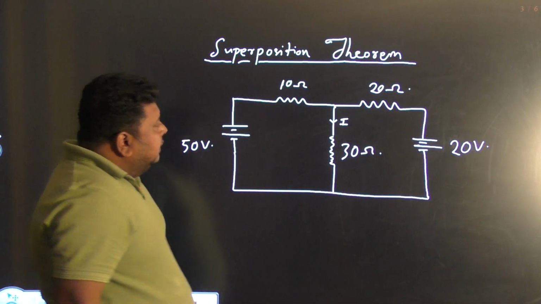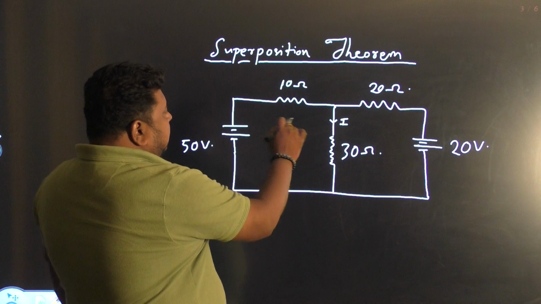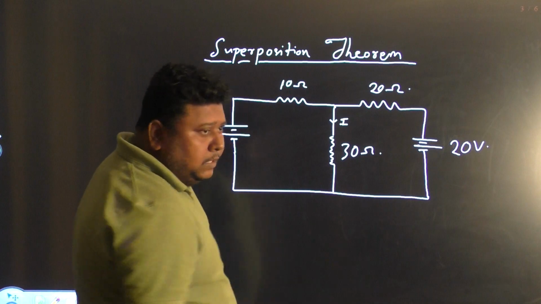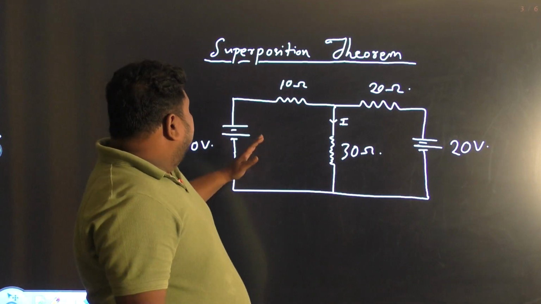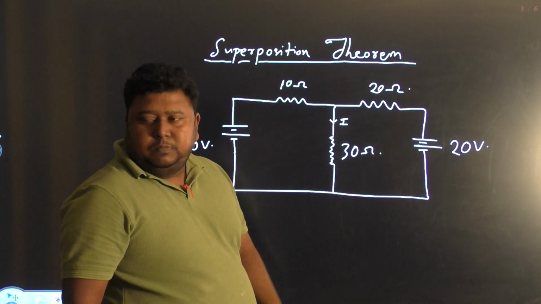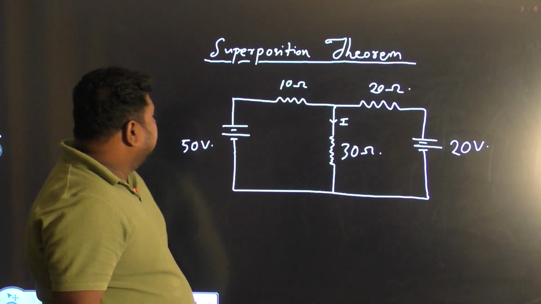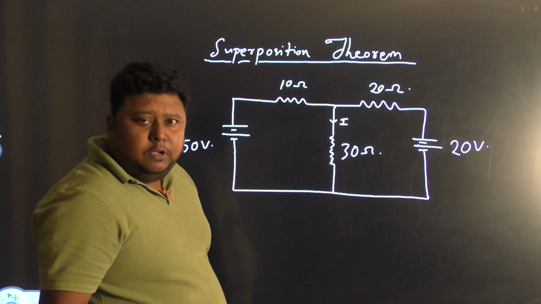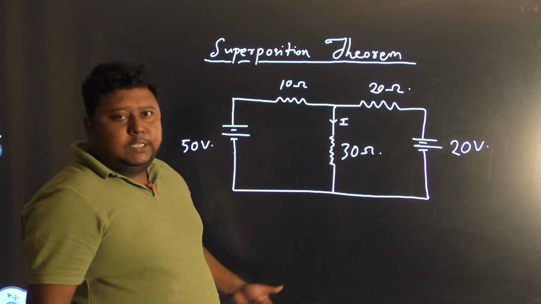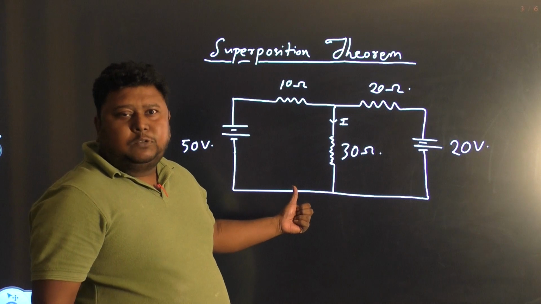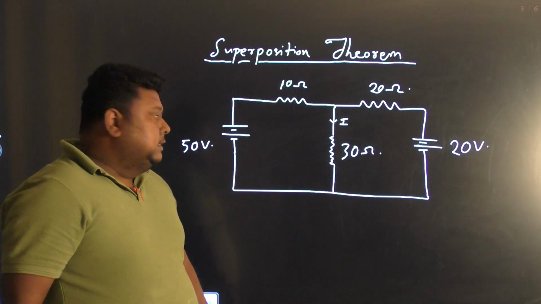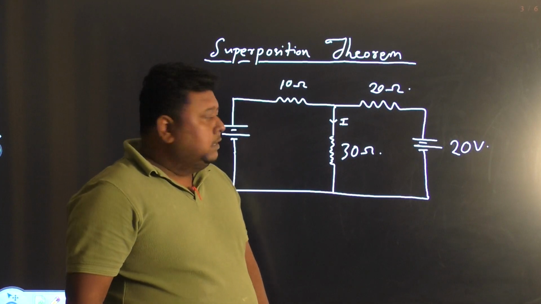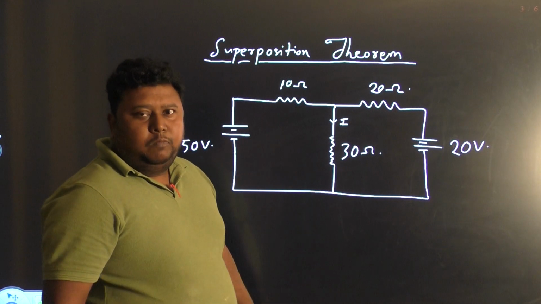Let's start. Here the circuit has two sources, one is 50 volt and one is 20 volt. And one more thing, let me tell you, there are some principles of superposition theorem. The first principle is that first you judge what the sources are, whether it is a voltage source or a current source. If it is a voltage source, we replace it by short circuiting. Similarly, if it is a current source, we have to replace that current source by open circuiting. So when I discuss this problem, we'll be going through it.